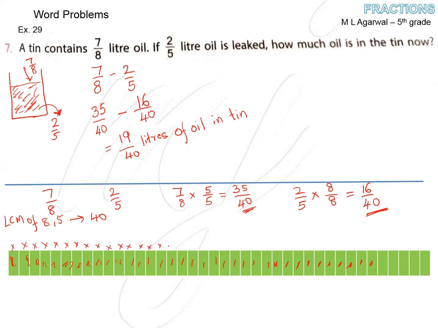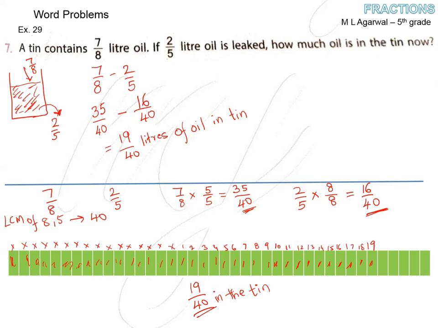So now to count the remaining which is there in this, I will say 1, 2, 3, 4, 5, 6, 7, 8, 9, 10, 11, 12, 13, 14, 15, 16, 17, 18, 19 parts. So my answer is 19/40 is remaining in the tin. Correct? Understood how to solve it in two different ways.